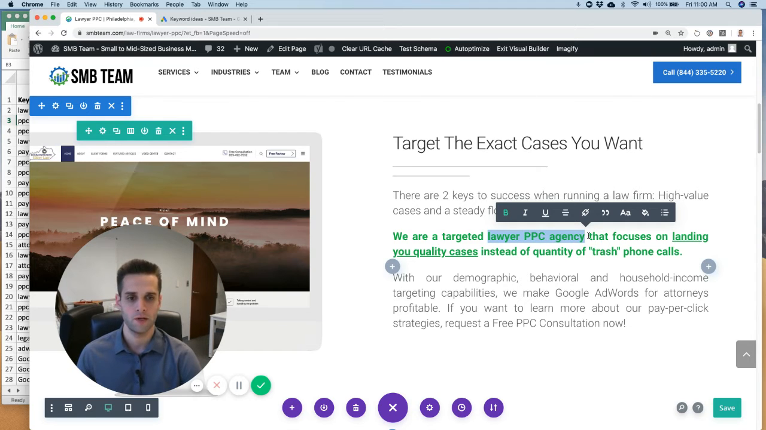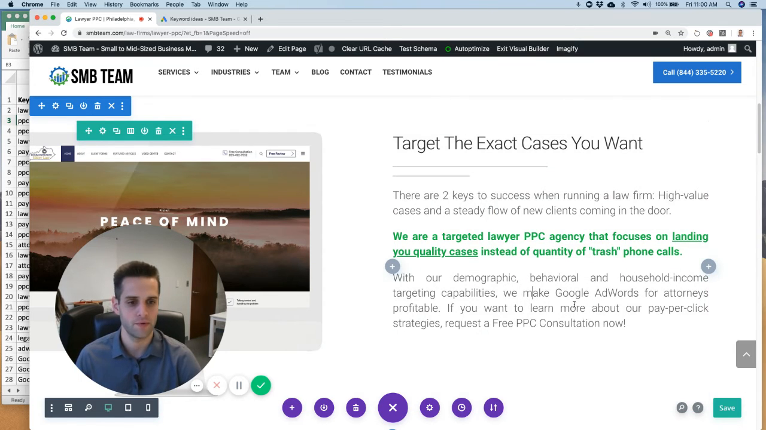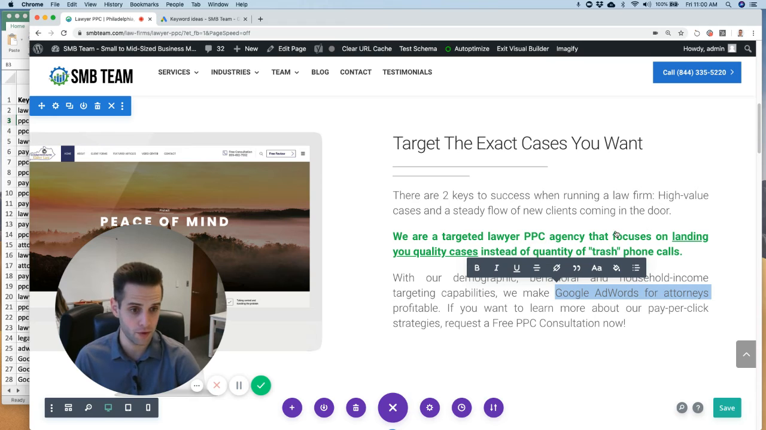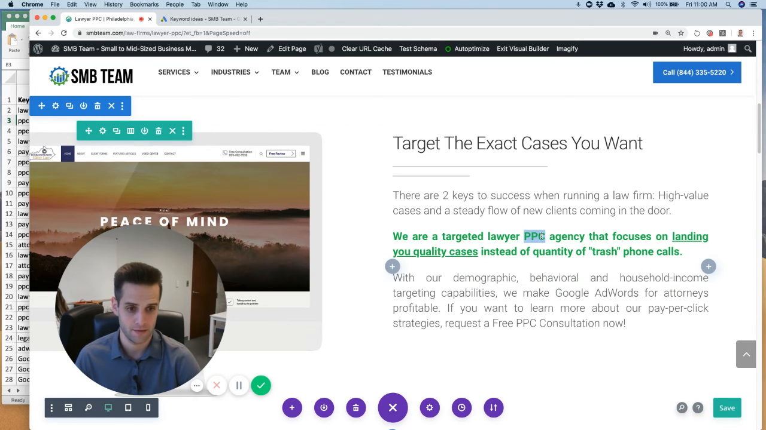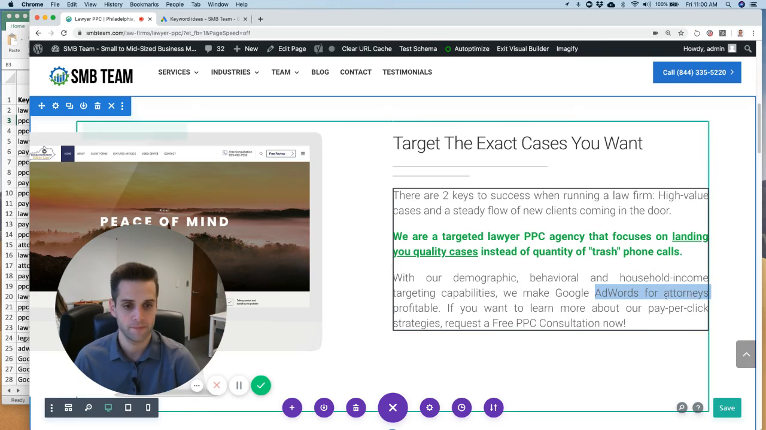So the important thing here, again, is we're not wasting real estate, okay, with these little sections of the page. Then right here, I strategically put the word Google AdWords for attorneys, which is a very different keyword from PPC, okay? So we need to tell Google that this also means AdWords for attorneys, okay?